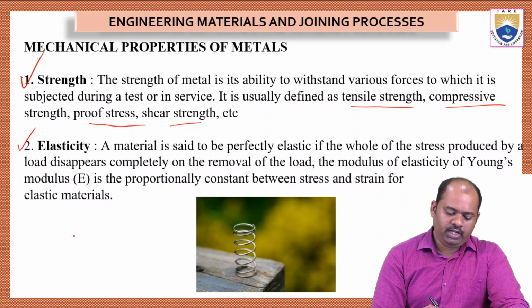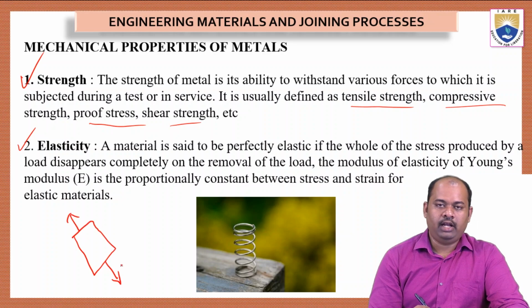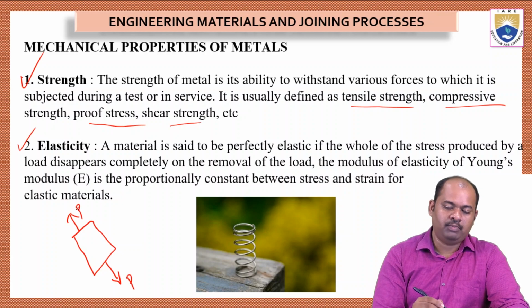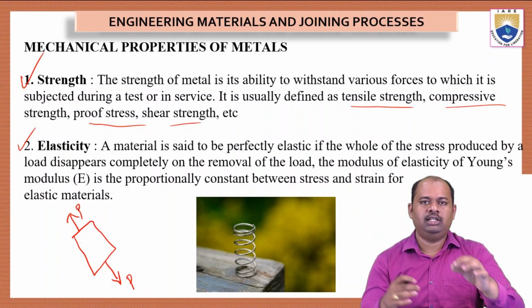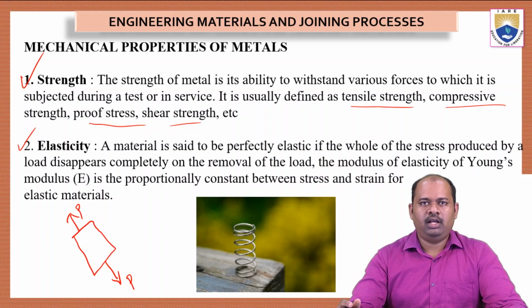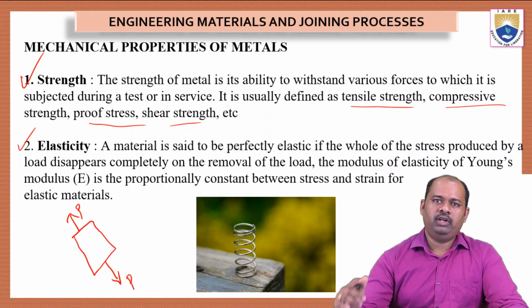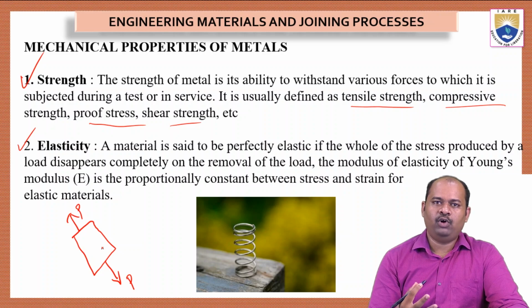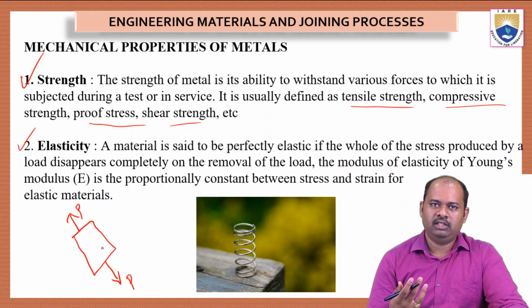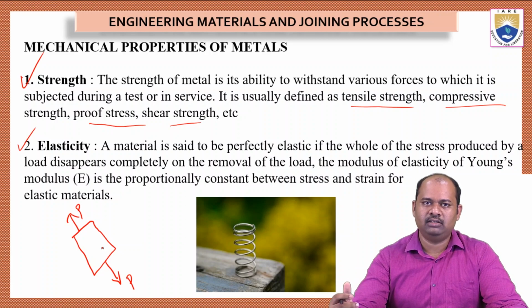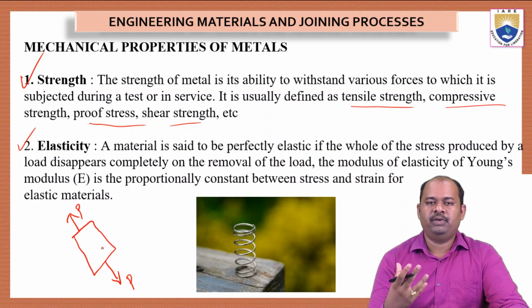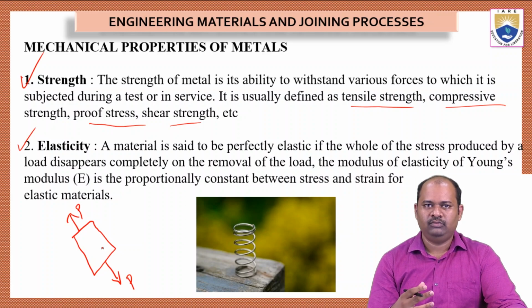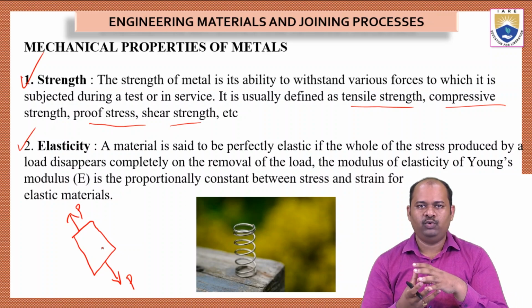Whenever I apply a load on a body, take the example of a metal body and I am applying a tensile load P on it, the body will show some deformation. Upon the removal of this load, if the body gains back its original shape and size, this property is called the elastic property. That means the body has more elasticity. Upon removal of the load, the body will come to its normal position.